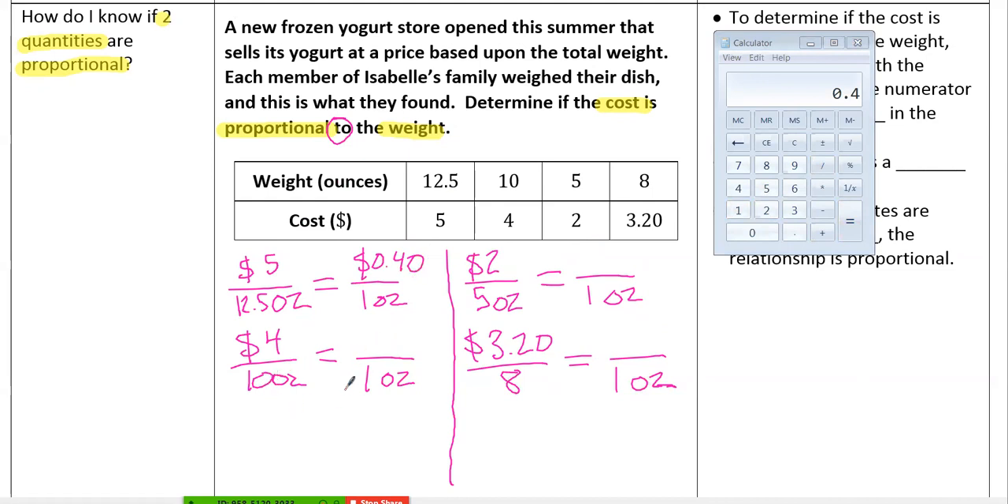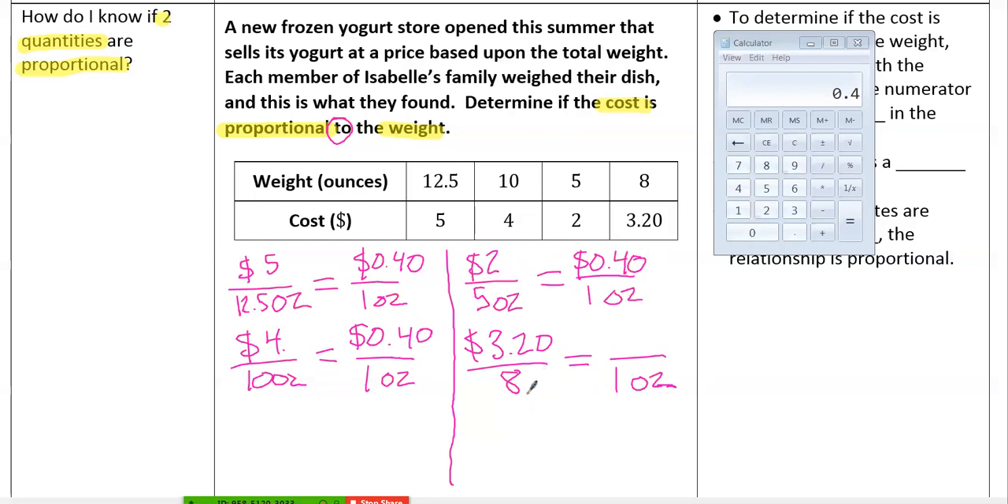Okay, from 10 to 1, how do I do that? I divide by 10. Now I have to divide 4 by 10. If I divide by 10, the decimal just moves over. That's 40 cents per ounce as well. That's beautiful. Now I divide by 5 to get to 1. 2 divided by 5. That's like 2.0 divided by 5. That's equal to 0.4. So far, so good. These are all proportional so far.